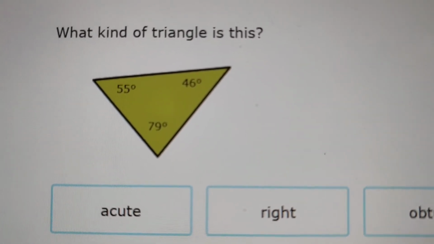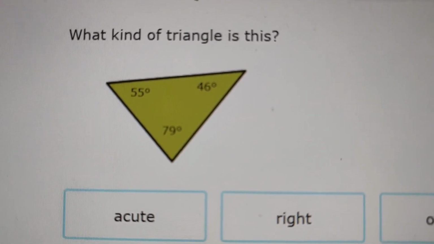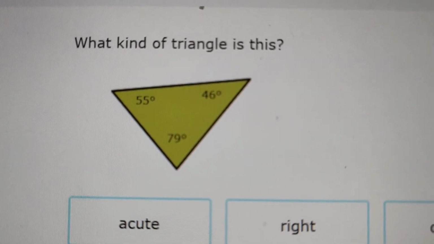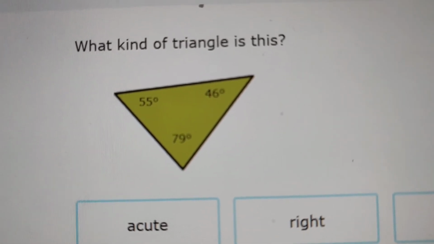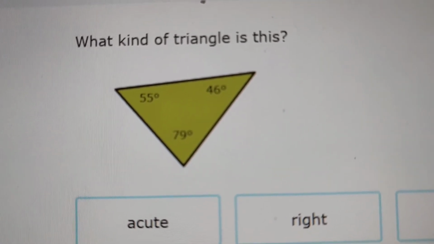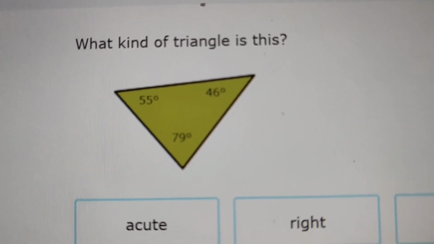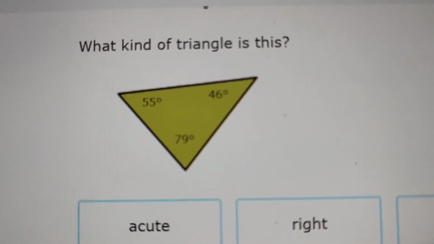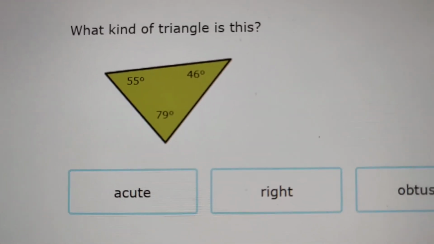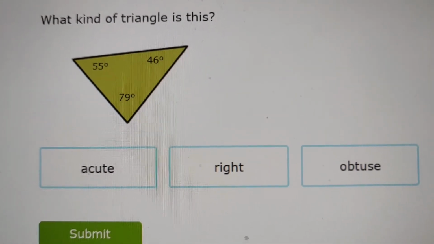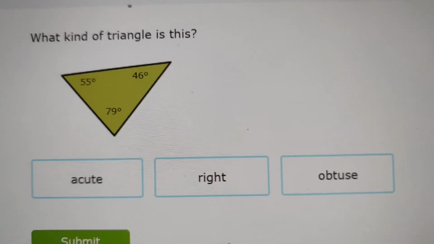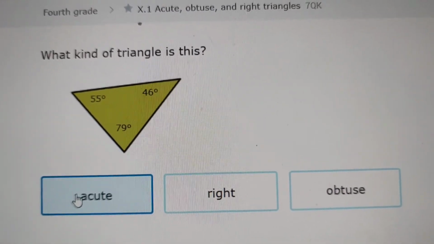Go ahead and try this one, then come back. Okay, welcome back. One thing I notice is that each of these angles, all three angles, each one is less than 90 degrees, so each one's acute. When we have three acute angles in a triangle, that makes it an acute triangle.